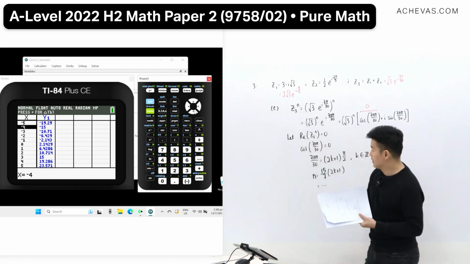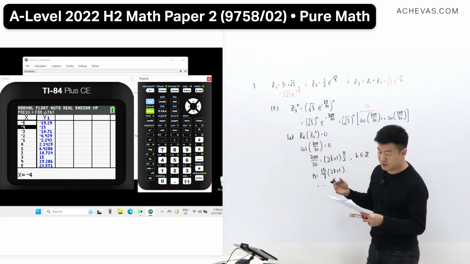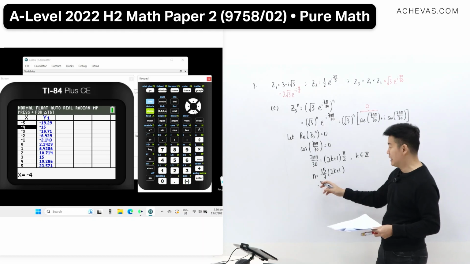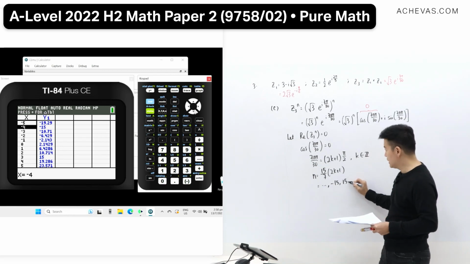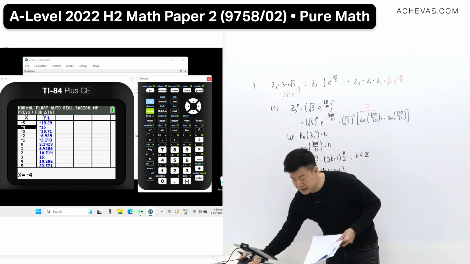Okay, negative 15. That's actually not what we want, because according to what the question says, we want positive integer values for n. But I'm going to still code it here. So this is going to be one of the integers. Just now we saw another integer is 15, which is this over here. Let's see whether we will get any more integers after this 15.